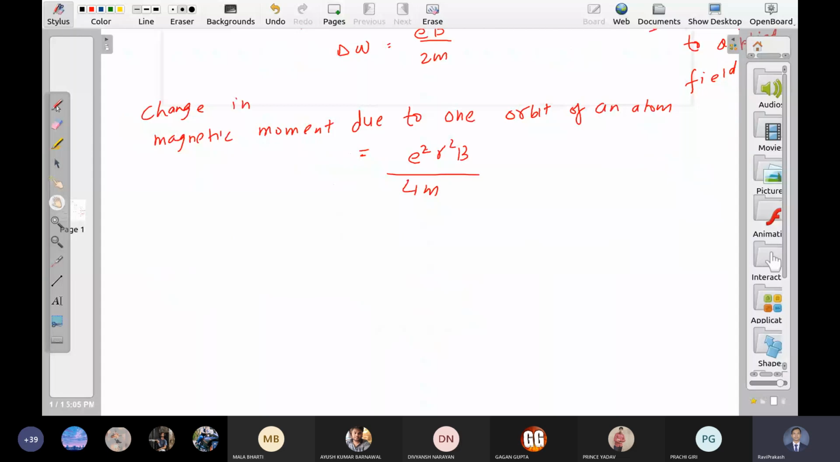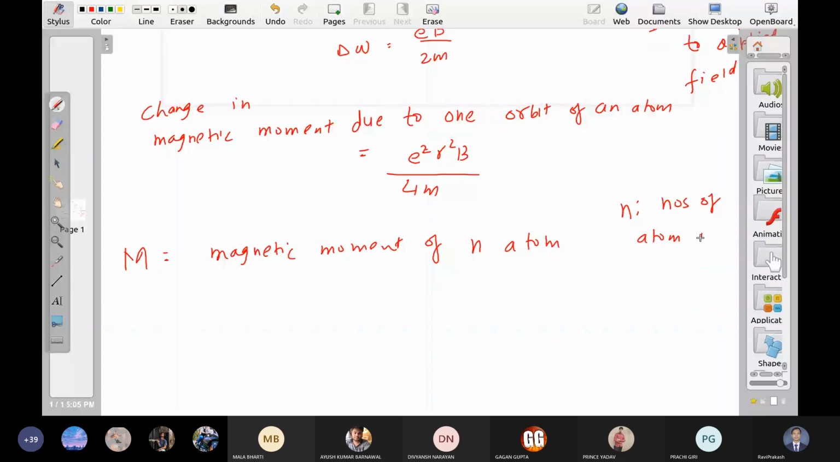So what is M? Magnetization, the magnetic moment of n atoms. What is n? N is the number of atoms in unit volume. So how much is it? N e square B upon 4m.